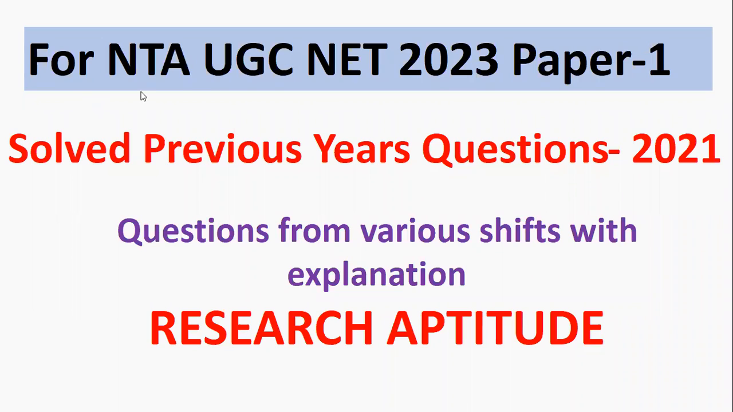Now here we are back with our NTA UGC NET preparation for 2023 examination, that is for paper 1. As you all know, we have started our revision series in order to solve previous year question papers, that is 21 and 22. So today we are going to take 2021 papers with explanation for the topic research aptitude. We did 2022 papers yesterday. Today we are going to do 2021.